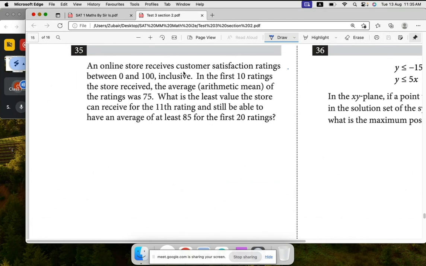An online store receives customer satisfaction ratings between 0 to 100 inclusive. In the first 10 ratings the store received, the average, arithmetic mean, of the ratings was 75. What is the least value the store can receive for the 11th rating and still be able to have an average of 85?